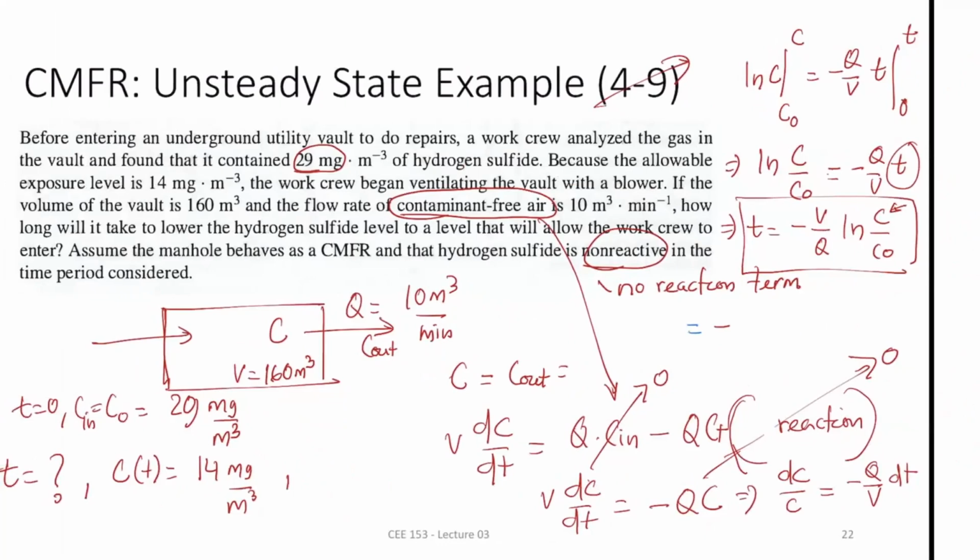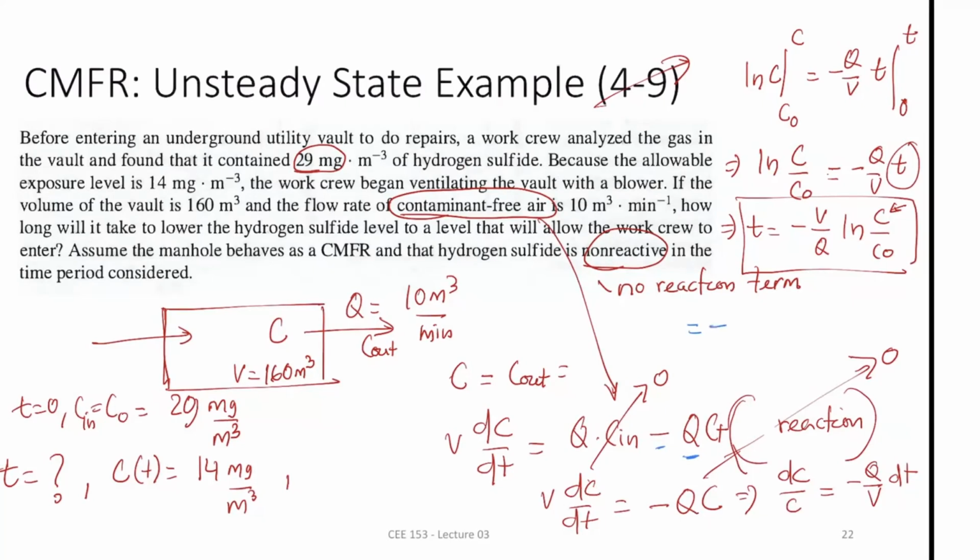When we plug the value of the flow rate into Q, do we take into account the negative sign because it's an outflow? No. It's already there. That negative sign is part of the mass balance equation. If you see over here, there is a negative sign here. Okay, thank you.